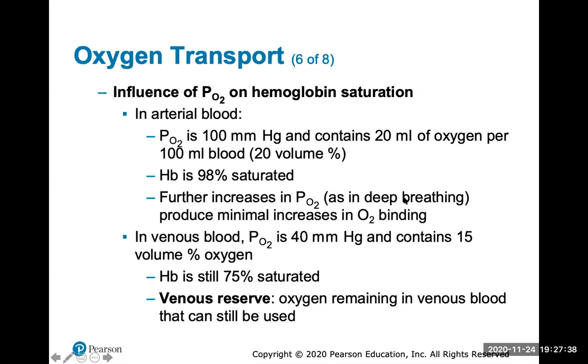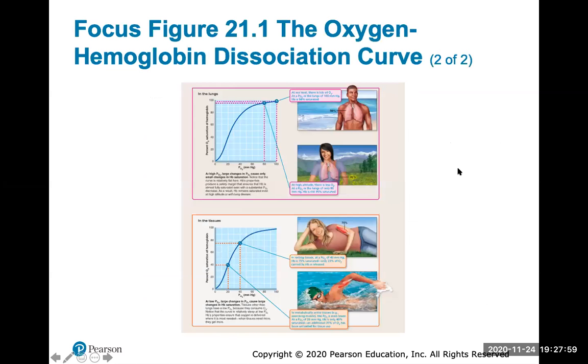In arterial blood and in venous blood, the pressures of hemoglobin and oxygen differ. The venous reserve refers to the oxygen remaining in venous blood that can still be used. In venous blood, hemoglobin is about 75% saturated, and in arterial blood, hemoglobin is about 98% saturated. So here it takes you through the oxygen dissociation curve.